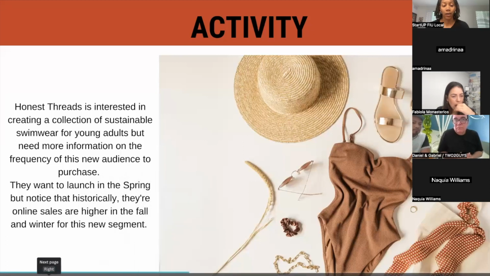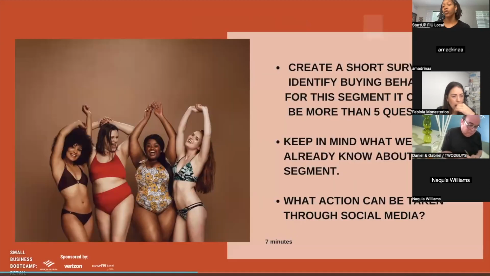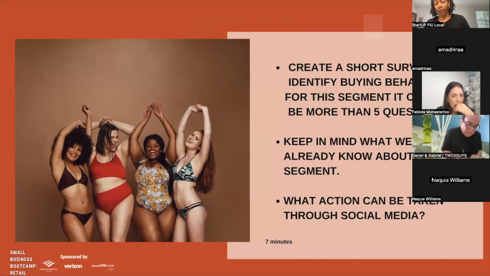But also, we need to know if they're going to buy immediately in spring or not. If they're going to buy, should I do a winter sale? Should I do a preview for them before the season? Are they more likely to buy after season?